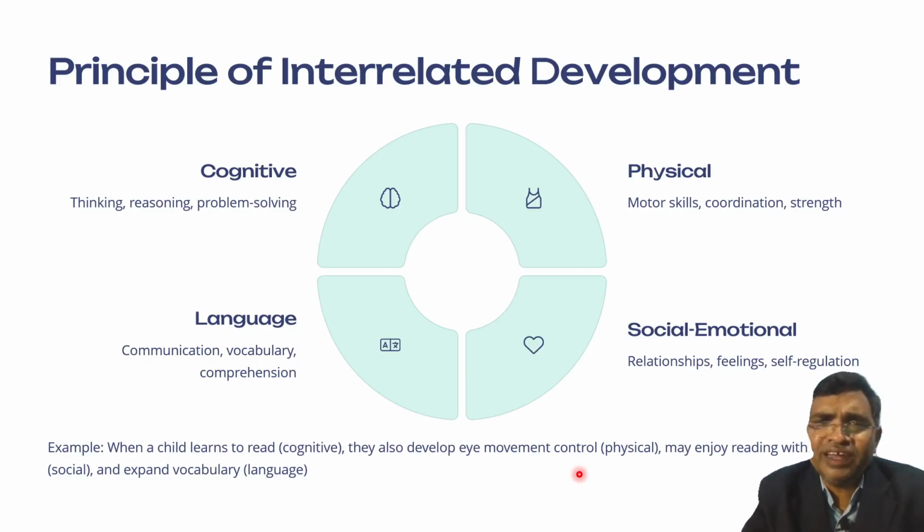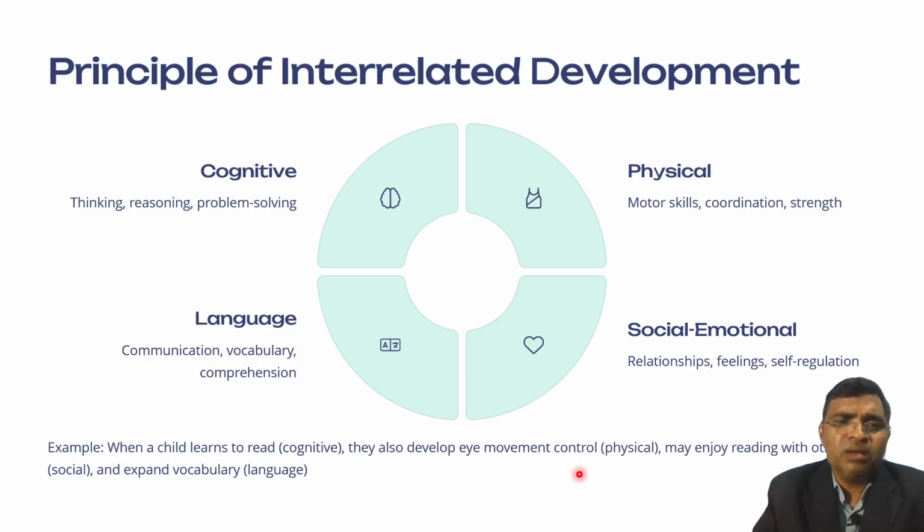So principles of integrated development. So integrate means everything comes together. What is that? Cognitive. Cognitive means thinking, reasoning, problem solving, and physical development comes under motor skills, coordination and strength, and language, communication, vocabulary, comprehension, etc. Then social relationships, having feelings, then self-regulation. So these are the cognitive, physical, language and social-emotional. This comes under principles of interrelated development.